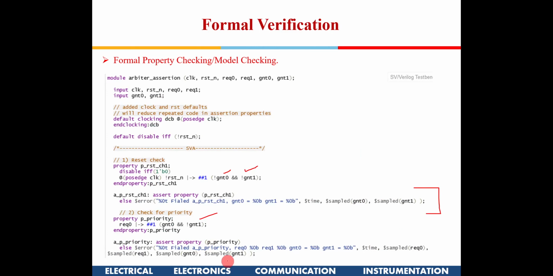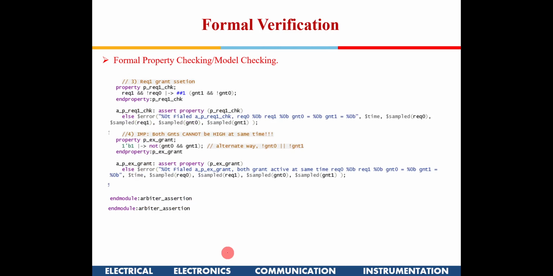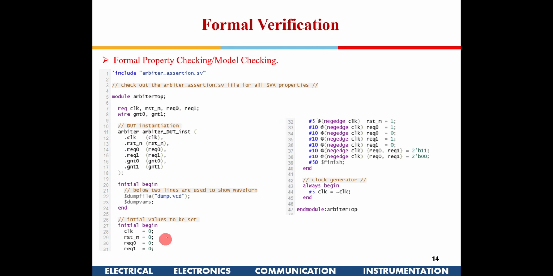Those properties can be mapped as an assertion file, and then accordingly you make a test bench where initially everything is 0, then you give a negative edge of the clock, and reset you give as 1. First you give reset as 0 and check whether the outputs are 0 0. In the next condition you put reset as 1, request as 1, and request 0 as 1 and check the output. Then you just switch request 1 to 0.